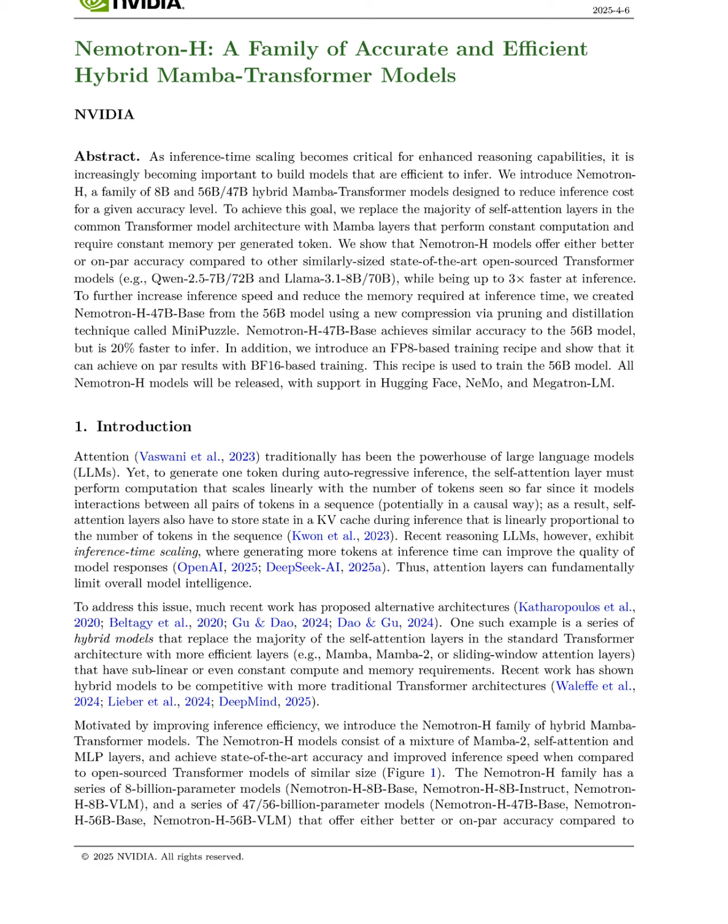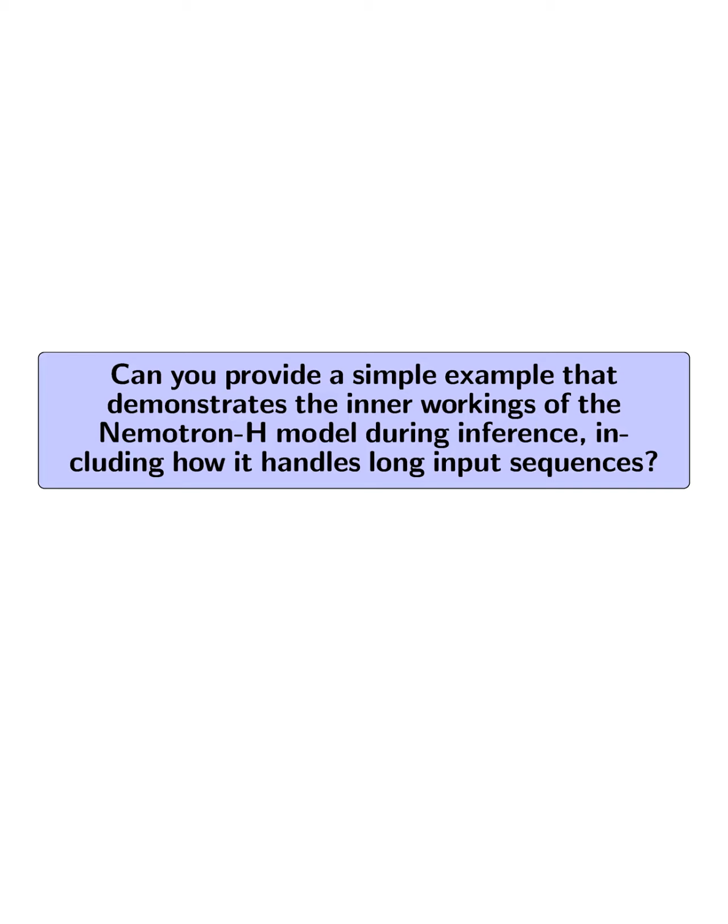The combination of these architectural choices and training strategies allows the Nemotron-H models to achieve state-of-the-art accuracy while improving inference speed compared to traditional transformer models. Can you provide a simple example that demonstrates the inner workings of the Nemotron-H model during inference, including how it handles long input sequences?